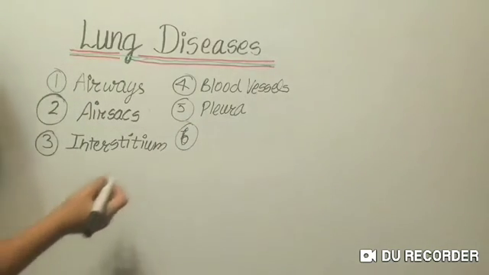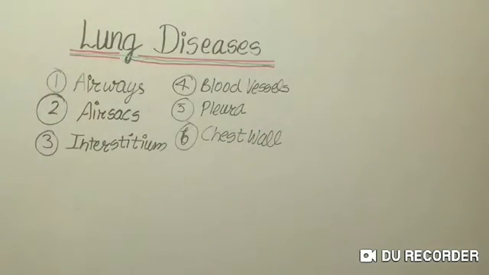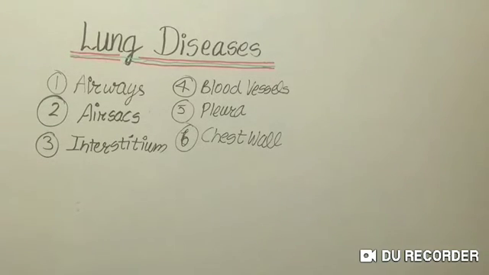Sixth is lung diseases which affect the chest wall, like obesity hypoventilation syndrome. I would like to repeat again. Lung diseases which affect airways, like asthma, COPD, chronic bronchitis. Second, lung diseases which affect air sacs, like pneumonia, tuberculosis, emphysema, etc. Next, lung diseases which affect the interstitium, like sarcoidosis, autoimmune diseases, pulmonary edema. Fourth, lung diseases which affect blood vessels, like pulmonary embolism, hypertension. Fifth, lung diseases which affect the pleura, like pleural effusion, hemothorax. And sixth, lung diseases which affect the chest wall.